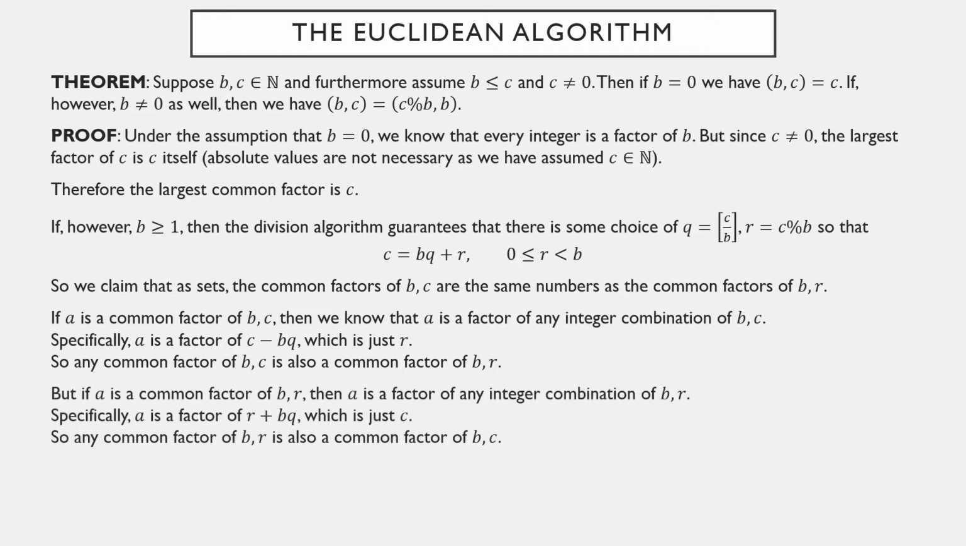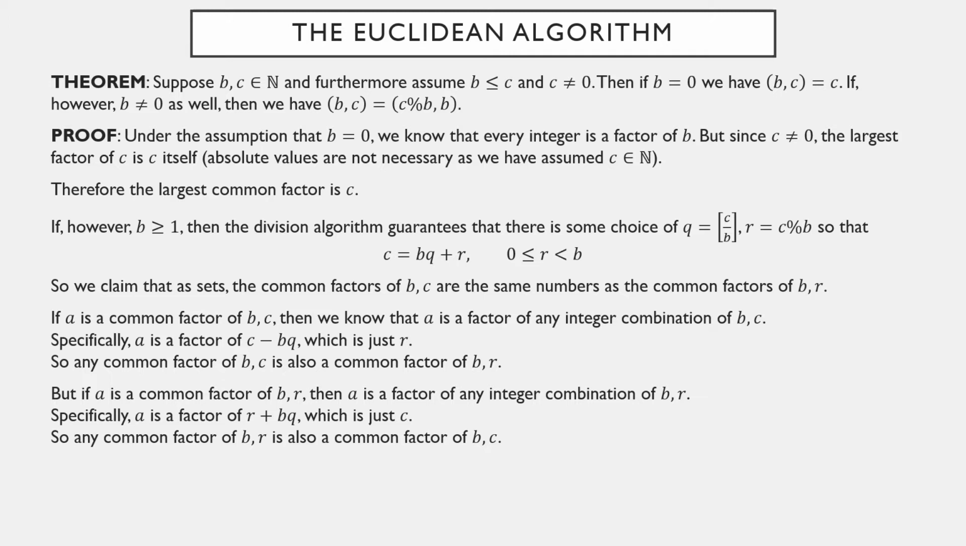But if we go the other way, let's assume that A is a common factor of B and R. Well then, A is a factor of any combination of B and R, specifically R plus B times Q, but R plus B times Q is exactly C. So if A is a common factor of B and R, then A is also a common factor of B and C.